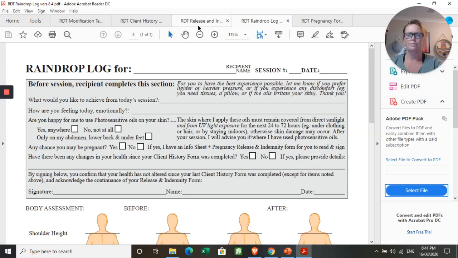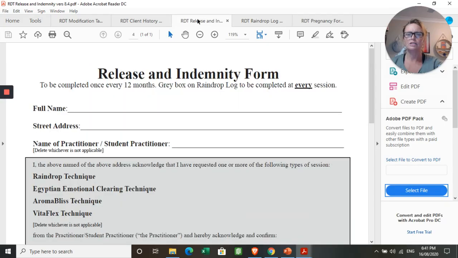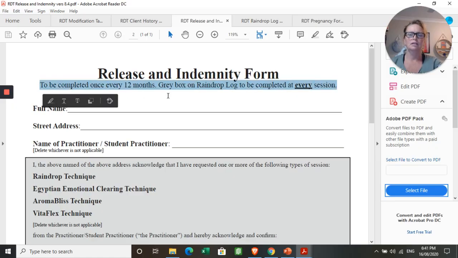Now, the other thing I want you to look at here is the release and indemnity form. Okay? It's to be completed once every 12 months. And the Raindrop log to be completed at every session. You can see that it says that here, guys. Okay? So I want to see that. Has the name been filled in properly? Do we have their address? Have they recognised that you're a student practitioner? Have they circled the treatment that they're coming for today? Now, this is an older document you're seeing here, guys, but the new ones actually have all of the brand new courses listed on it, so keep an eye out for that.